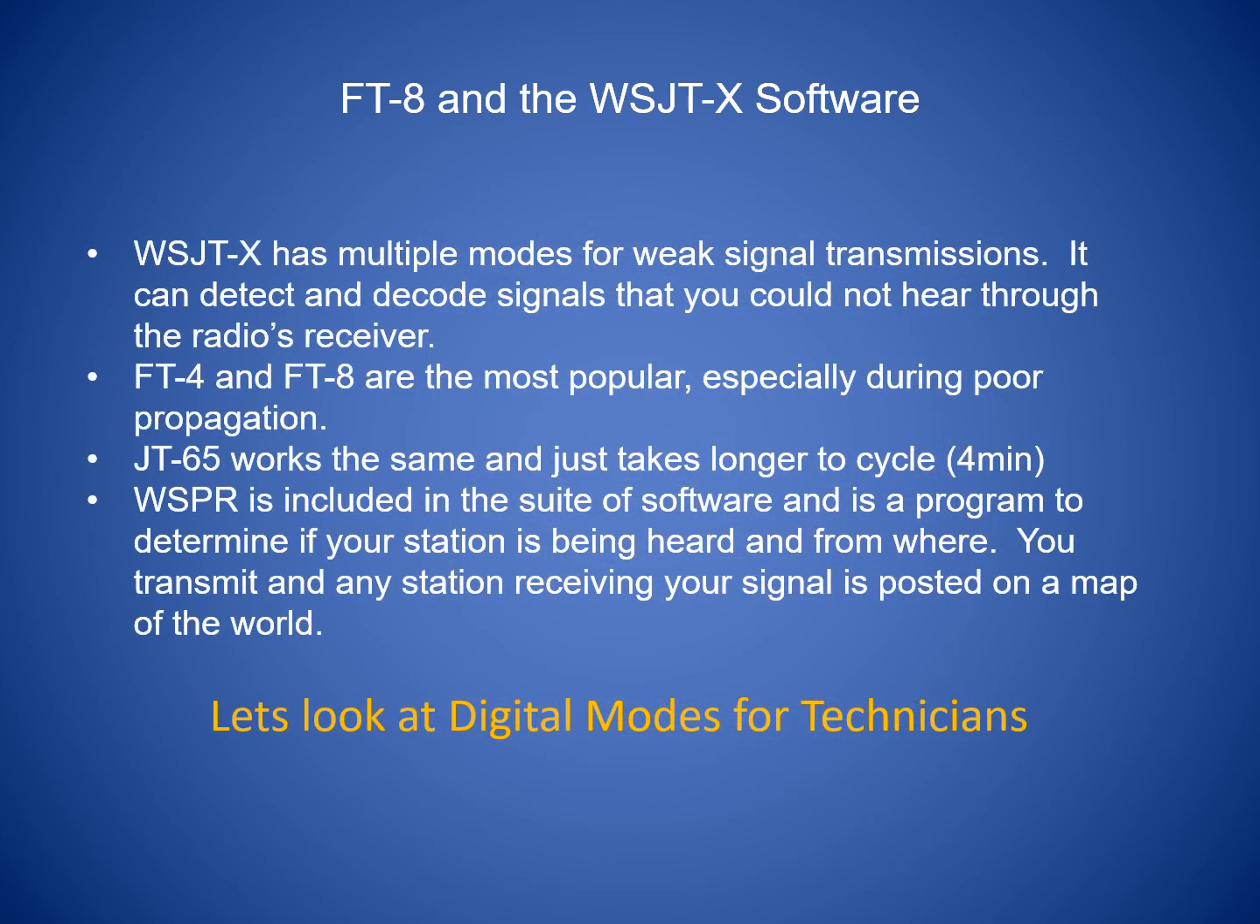So to sum up FT8 and the WSJT software, it is weak signal software. It's got multiple modes that you can use for weak signal transmission and reception. And really the big thing is that it can decode signals that you can't even hear. FT4 and FT8 are most popular, especially during poor propagation, because they are a weak signal. JT65 is included in the suite. It's essentially the same. It just takes about 4 minutes to cycle, and it's a lot longer. That's why the increased popularity in FT8 and FT4.